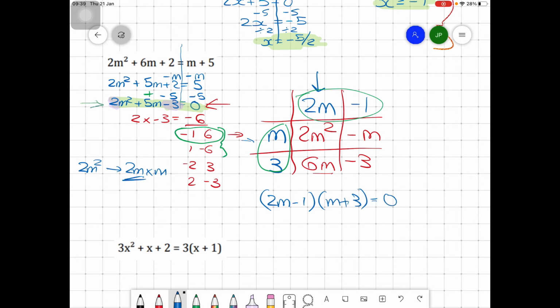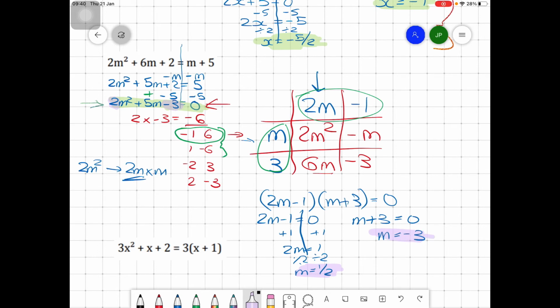Set both brackets equal to 0. So 2m minus 1 equals 0. M plus 3 equals 0. So, to balance my equation, I'm going to add 1 to both. So I'll have 2m equals 1. Divide both by 2. M equals a half. This one, just going to subtract 3 off both sides. So I have m equals a half and m equals negative 3.